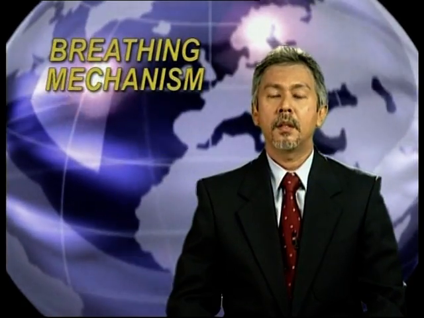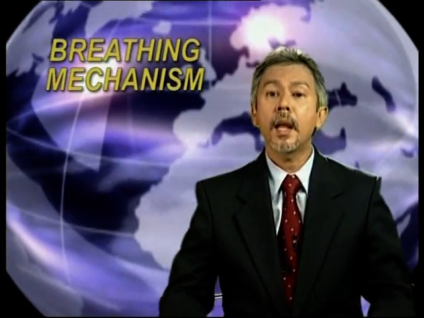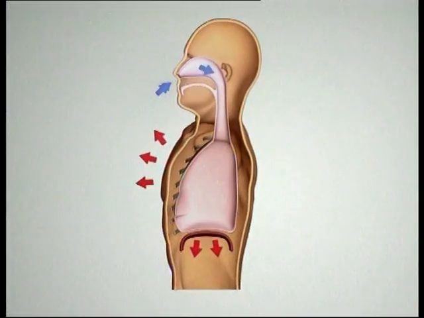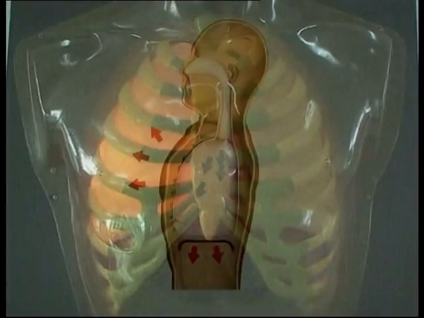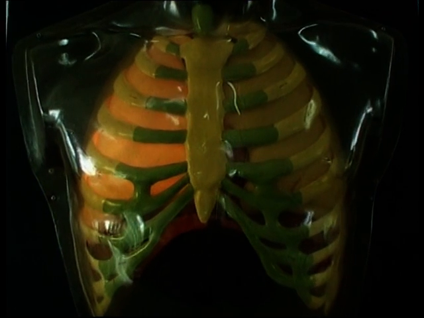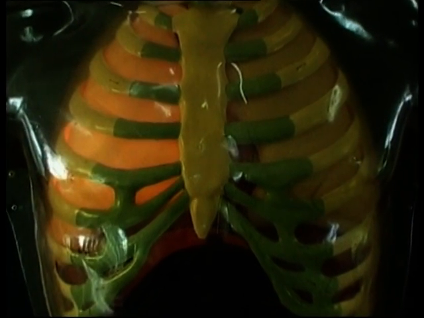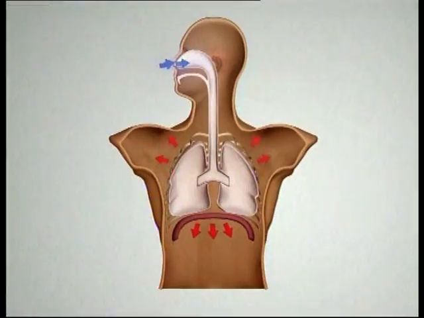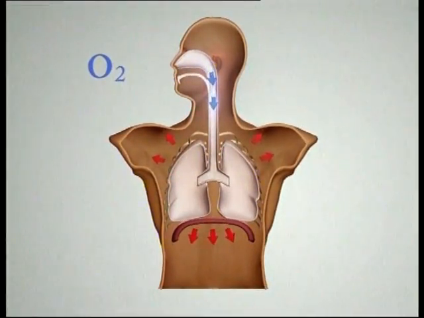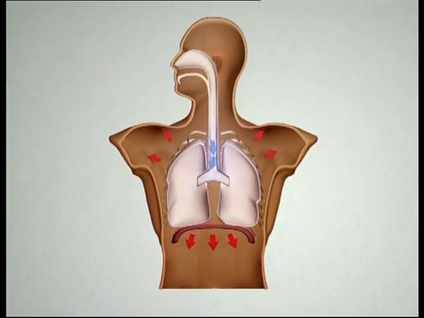Now let's look in detail at the breathing mechanism. The breathing mechanism involves inhaling and exhaling. As we breathe in or inhale, both the external intercostal muscles and the diaphragm contract, causing the rib cage to be raised and expanded. The diaphragm moves down and will flatten. This causes the thoracic cavity to become bigger and its volume increase. This means the air pressure within the lungs is lowered and air could then be forced into the lungs.